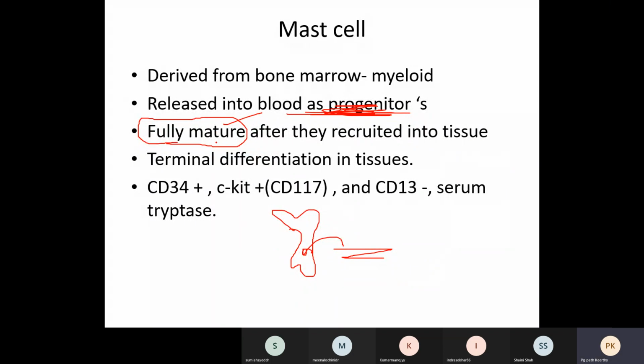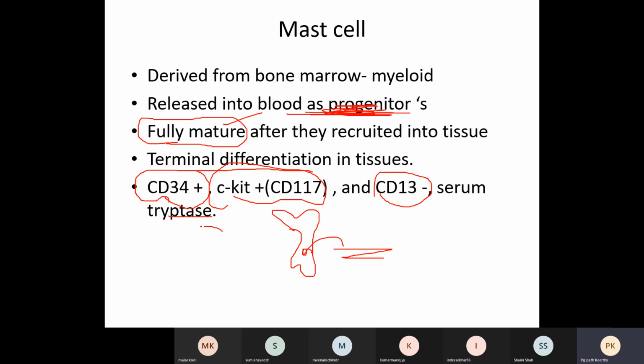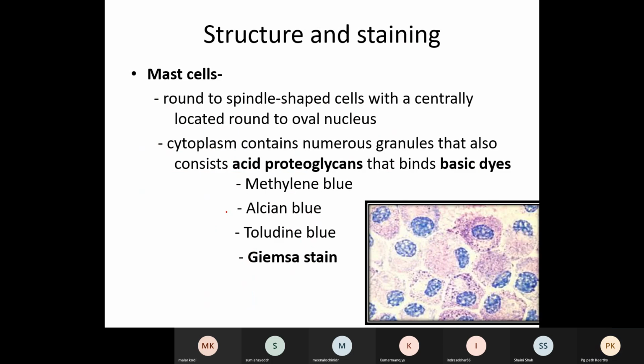So what are the features of the mast cell after terminal differentiation? It is CD34 positive, c-KIT positive and CD13 negative, and it will be positive for serum tryptase, because as we know, all the mast cells have those granules, right? There are two types of granules, primary granules and secondary granules. They contain the serum tryptase enzyme.